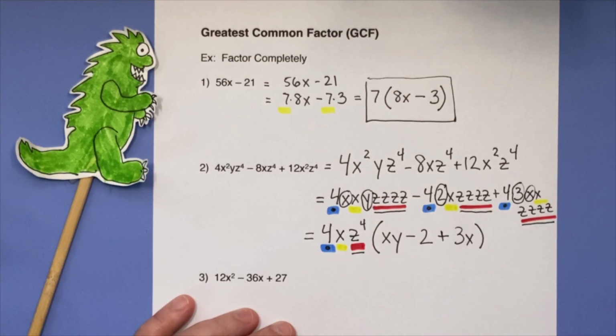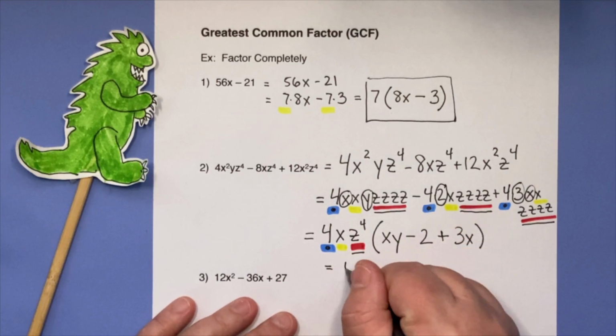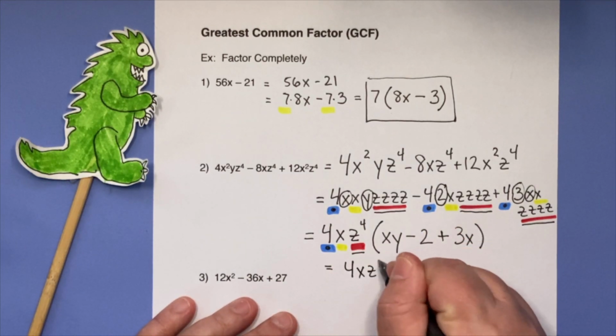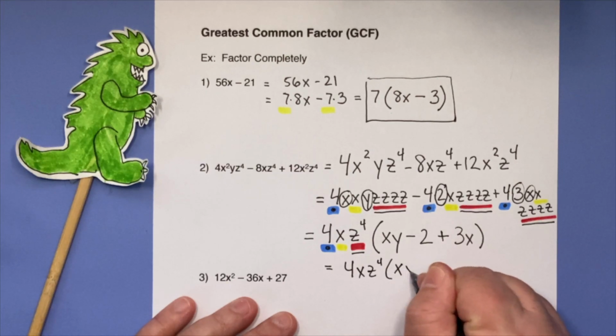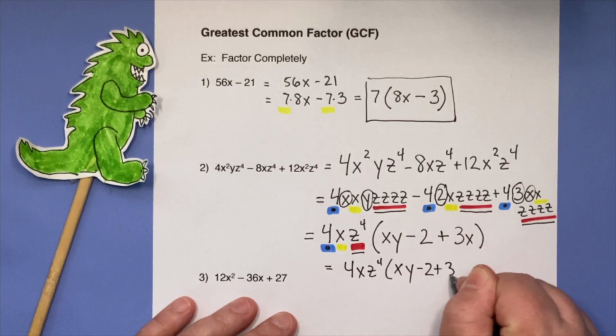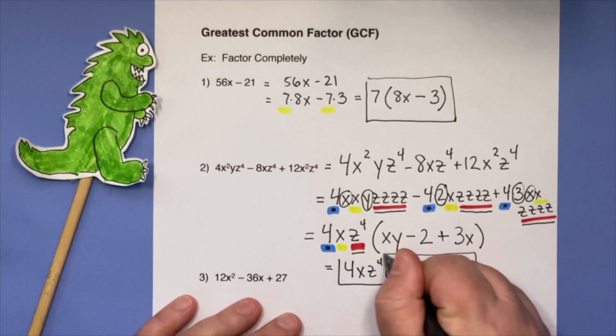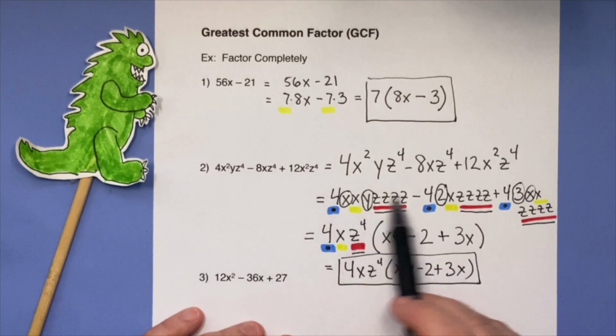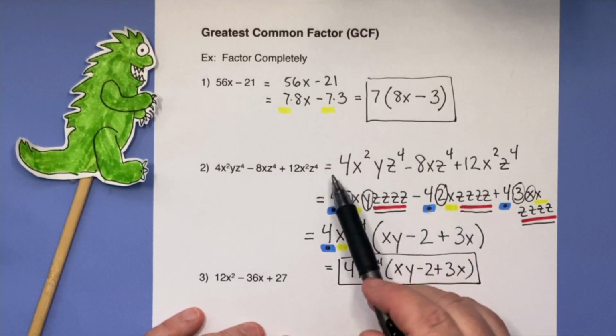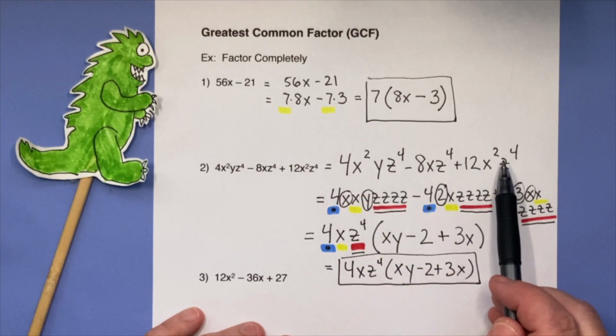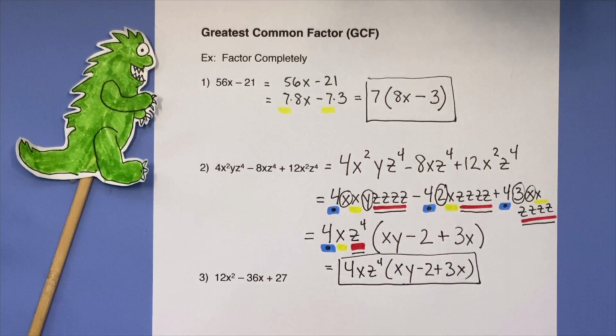And that's our answer: 4x z to the 4th times xy times the quantity xy minus 2 plus 3x. I'm going to rewrite it without the colors attached, so I can put a box around it more easily. That's your answer. And when folks ask, do I have to go to all this trouble? The answer is no. If you can see it in this format, use this format instead.